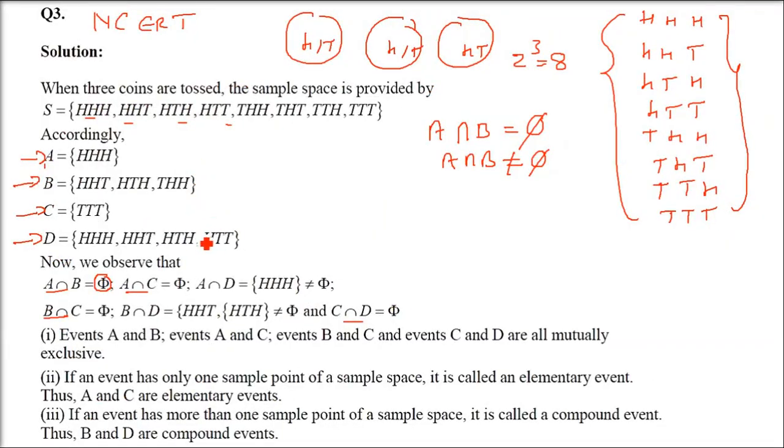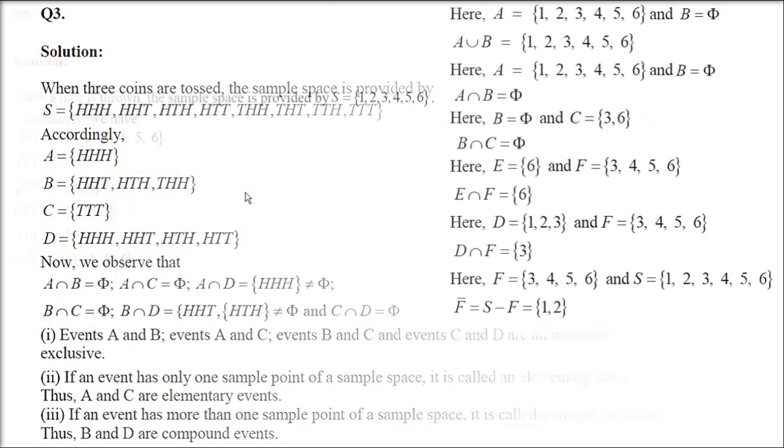Now third, which events are compound events? Any event which is formed by the elementary events of the sample space and they are more than one, that is 2 or more. So see, B and D have more than 1. It just has to be more than 1. If an event has more than one sample point of a sample space, it is called a compound event. So B and D are compound events.